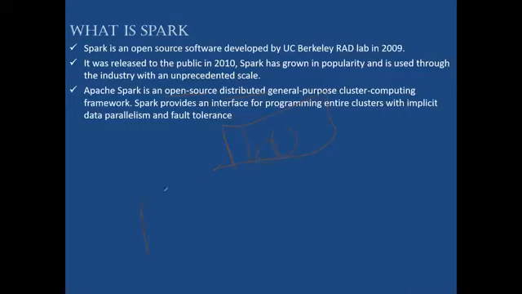Distributed. Let's say you have 100 records in a file and you have 4 servers in the backend. You will divide these 100 records into 4 parts: the first 25 here, the second 25 here, the third 25 here, the fourth 25 here. This is nothing but distribution. You have distributed the entire data across the 4 worker nodes.